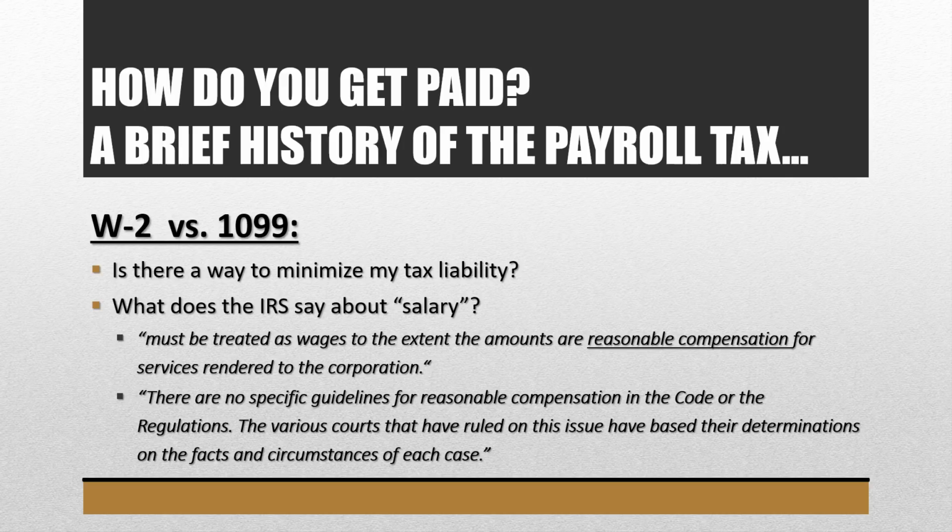Here in North Carolina, what a CRNA makes may be different than what a CRNA makes in Florida or Washington State or New Hampshire or Massachusetts or Michigan or Texas or California or anywhere else. Those services are going to be a little bit different from state to state, but they have to be reasonable. The IRS tells us so. But in the same breath, they also tell us that there are no specific guidelines for reasonable compensation in the code. Wait a minute. This must be treated as wages to the extent that the amounts are reasonable compensation, but there are no specific guidelines for reasonable compensation. Well, what do we do?